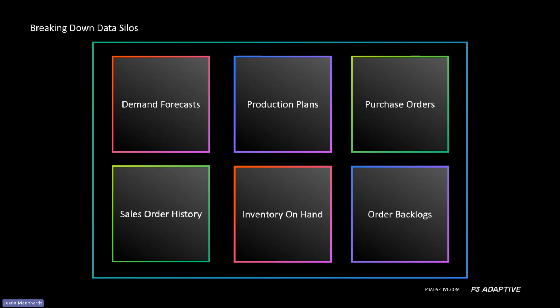And so what we see as a very common reality, and I'm sure you all do as well, is we have all of this information. We have demand forecasts in some fashion. We've got plans for production, we've got POs, sales orders, inventory, backlogs. But as Will was alluding to before, this information is often looked at in silos.